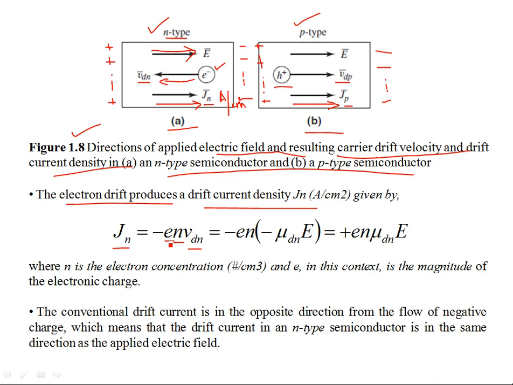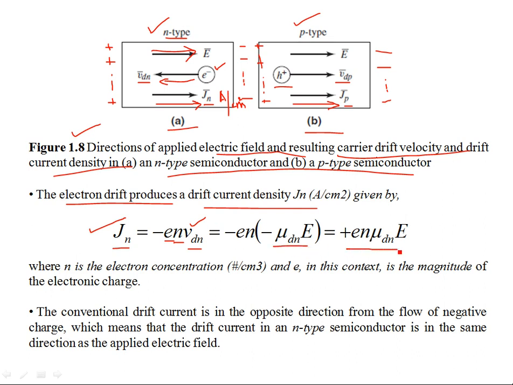Okay, so if you multiply the fundamental charge of the electron, multiply the number of electrons, that gives you how much charge is being moved due to the applied electric field. The multiplication of these three quantities gives you the drift current density. And if you substitute the velocity, which is a linear function of the applied electric field, we have this relationship.